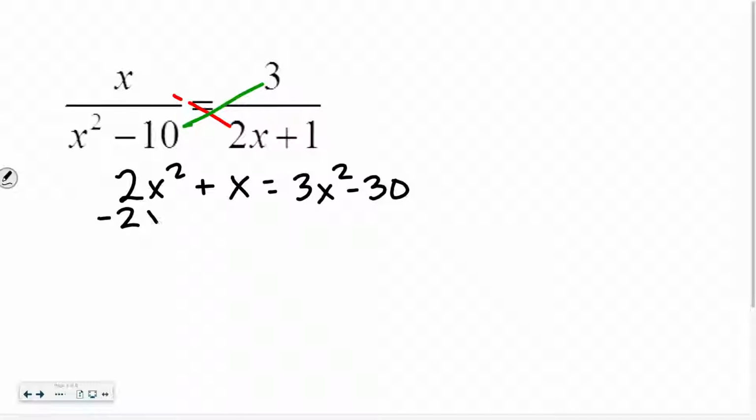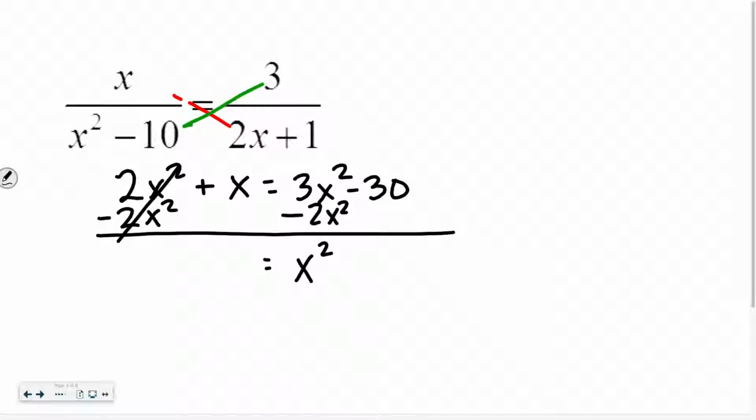I like to factor with positive, so I'm going to subtract the 2x squared. That leaves me with 1x squared. I'll need to move the x over. Notice there is no x term on the other side, so subtract x and then minus 30, and now that equals 0.